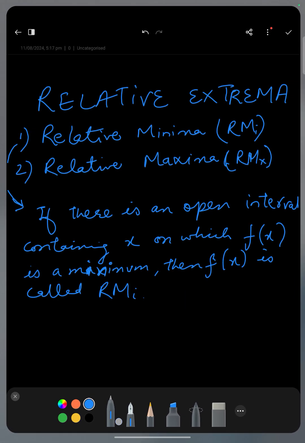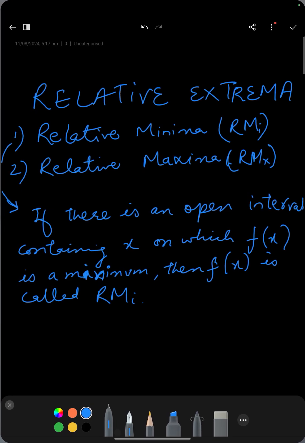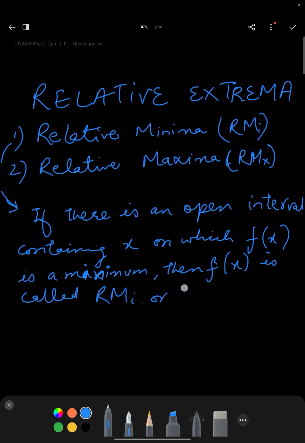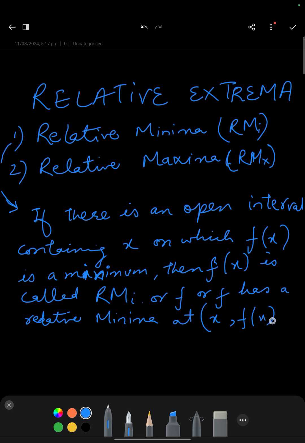Now you can also say that the function f has a relative minima at x. Okay, now the second one is relative maxima.